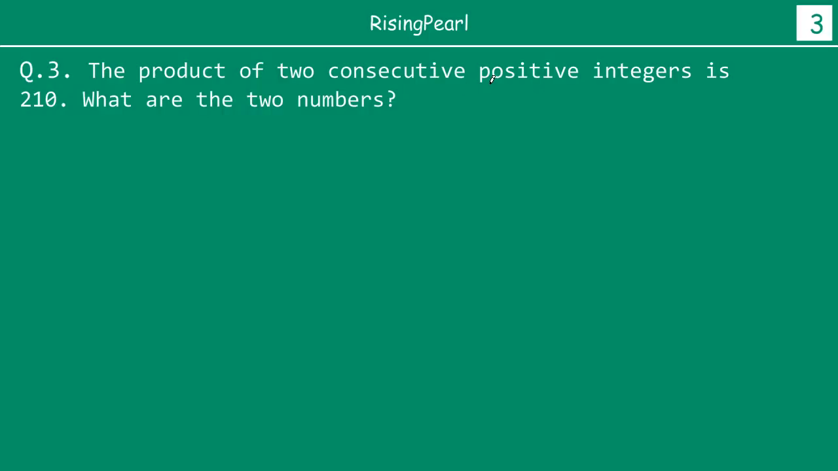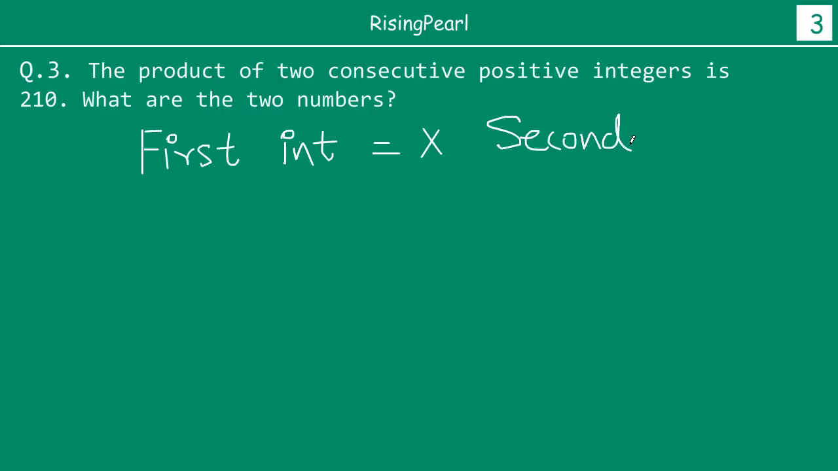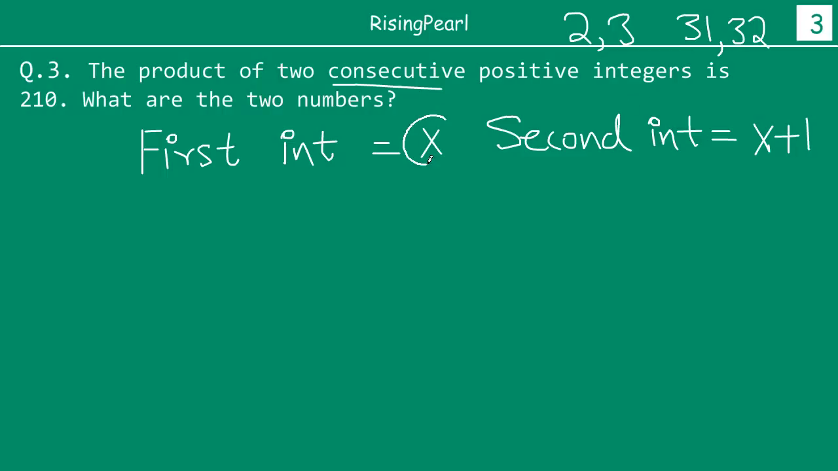Product of two consecutive positive integers is 210. So we assume that let the first positive integer equal to x. So automatically, by definition, the second integer will be, yes, you guessed it right, x plus 1, because it is consecutive positive integers. That means something like 2 and 3, right? Or 31 and 32. So if the first one is x, the second one is x plus 1.